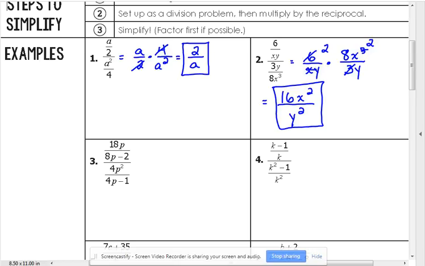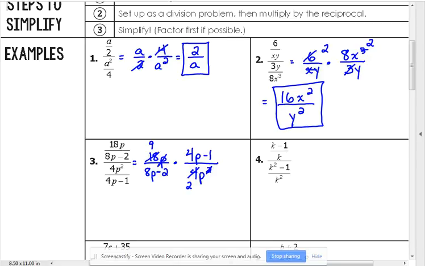Okay, so number 3. Same thing, we've got single numerators and denominators, so we keep the top one the same. We flip the bottom one over and multiply. So let's see what we can simplify. We can simplify those monomials. 18 over 4, those are both divisible by 2. So that leaves us with 9 over 2. The p over the p squared leaves us with just a p in the denominator.